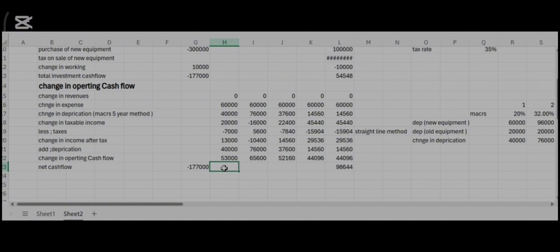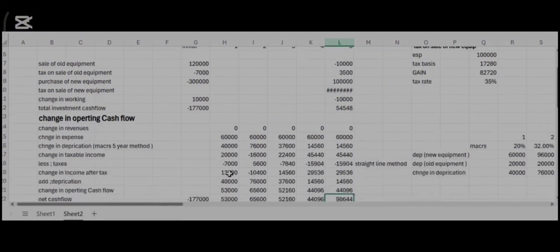And then the next and last step is net cash flow. The net cash flow is the investment cash flow plus the operating cash flow. So in the initial year, our investment cash flow is the same at the end, and operating cash flow is also the same. But in the last step, we add operating cash flow with the investment cash flow. So we can see.